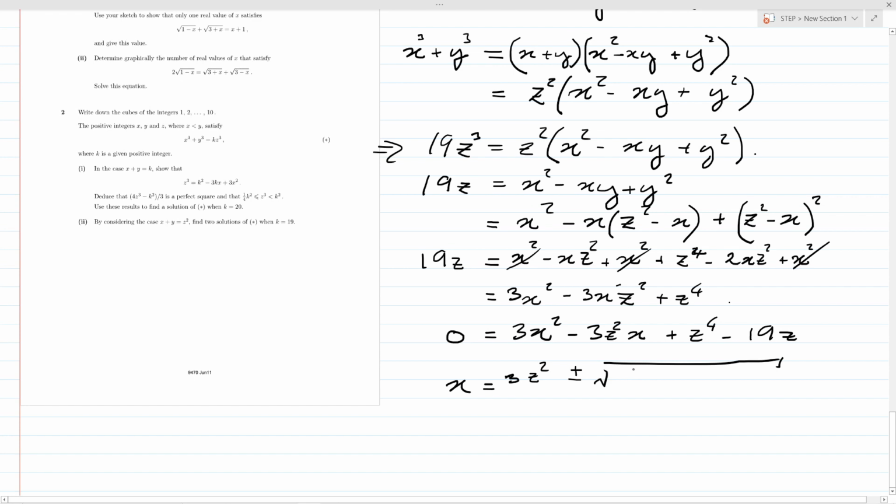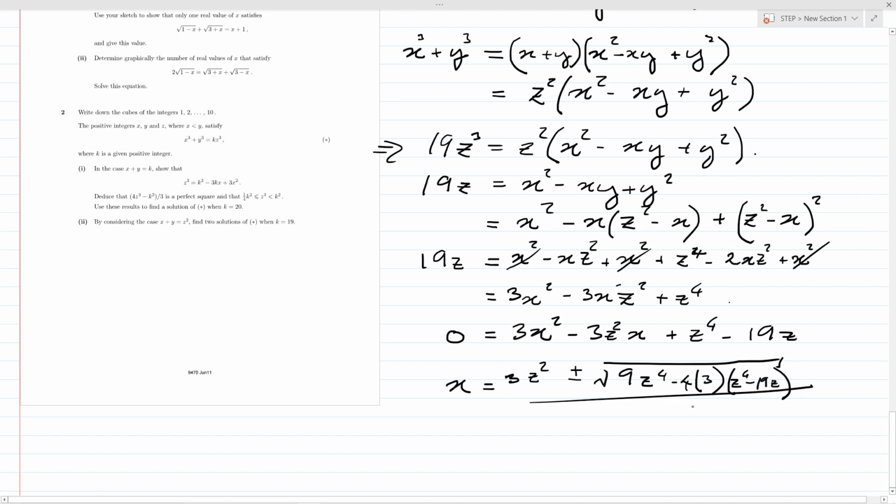And then we're going to get the quadratic formula, which will give us 9z to the 4, subtract 4 times the 3. And then we're going to have this part, which is our c, z to the 4, subtract 19z.